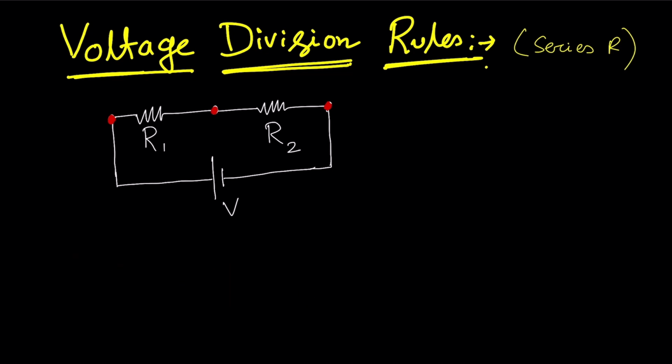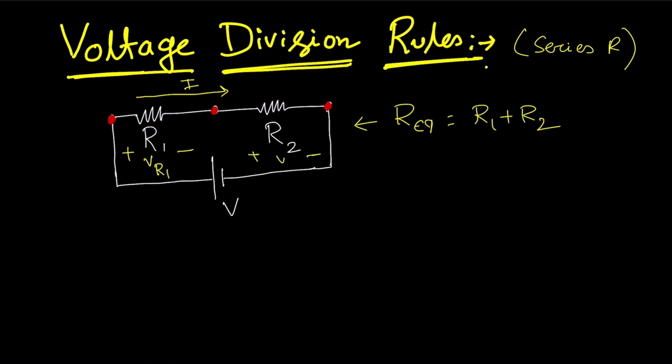okay? From here, we can see that the equivalent resistance R equivalent in this particular circuit is how much? R1 plus R2. Why? R1 and R2 are in series, right? And we assume that current I flows through R1 and R2, okay? If current I flows, then we will see a voltage drop across R1, which we call VR1, and also in R2 we can call it VR2. Okay, so I will be V divided by R equivalent. We can write V by R1 plus R2.